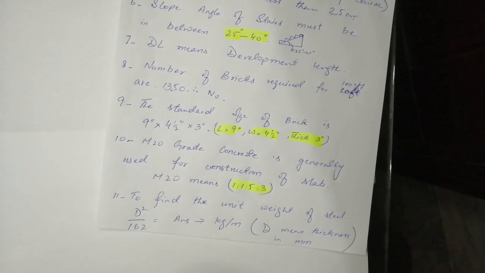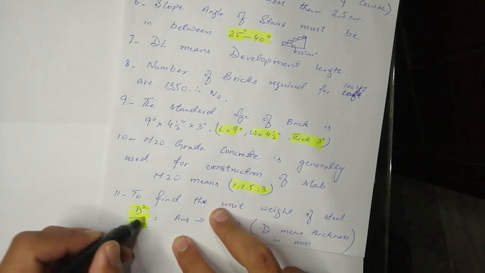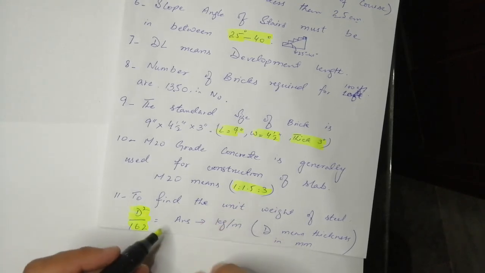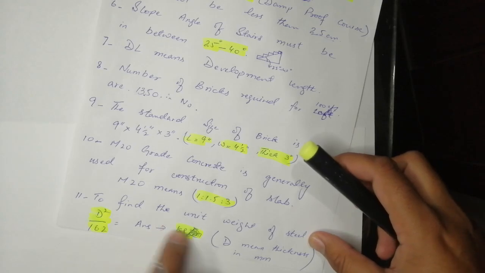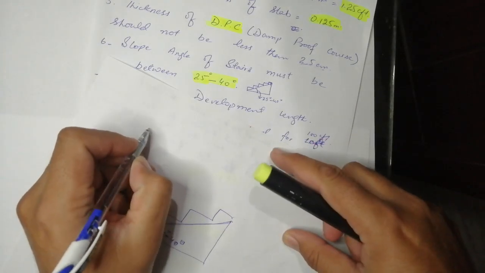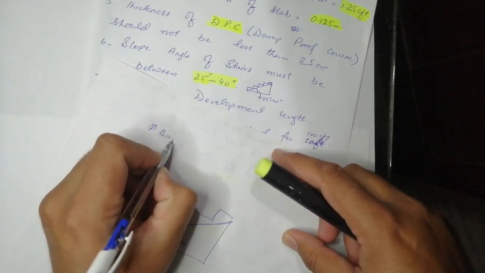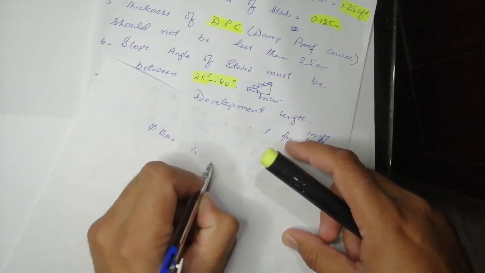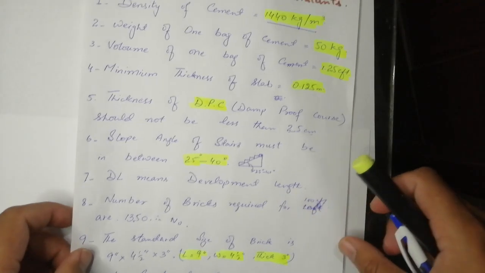This formula we will use: D square divided by 162, and you will get the answer in kgs. So D means, D is the diameter of bar in millimeter. So these are the basic civil engineering knowledge.